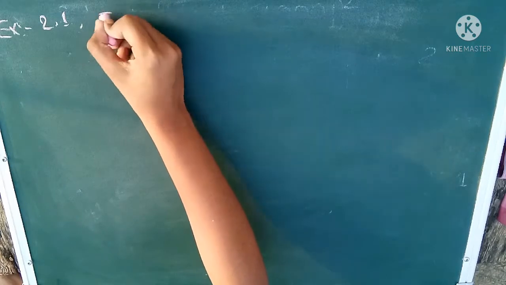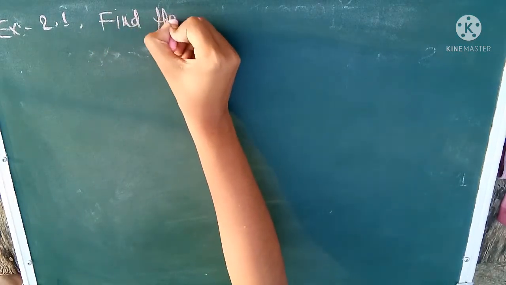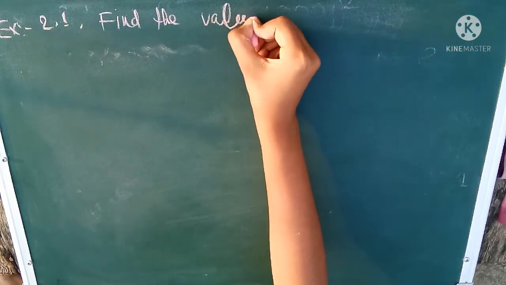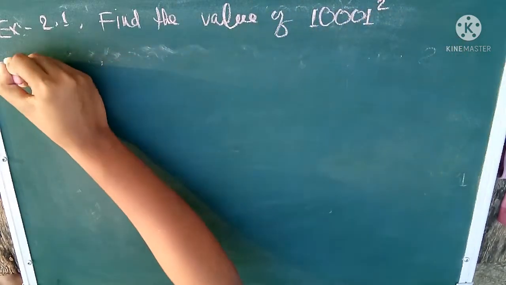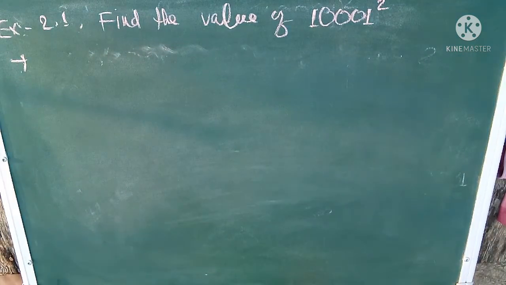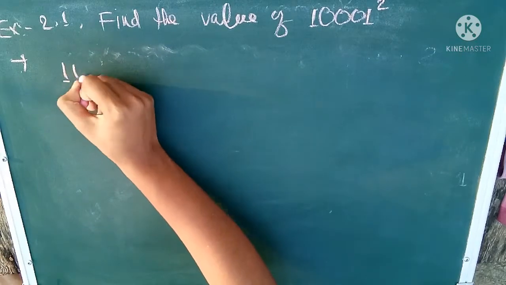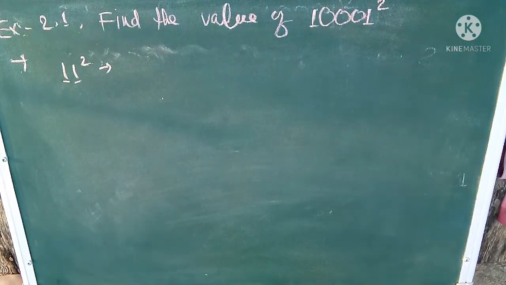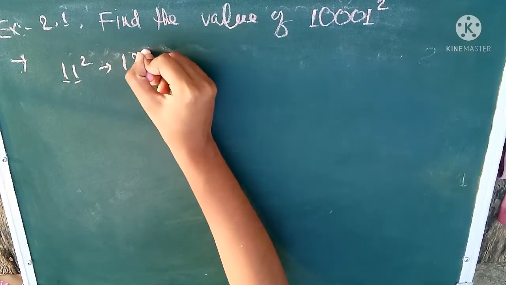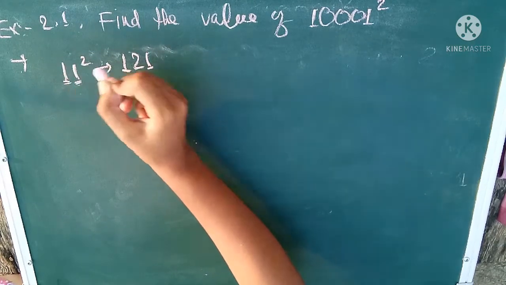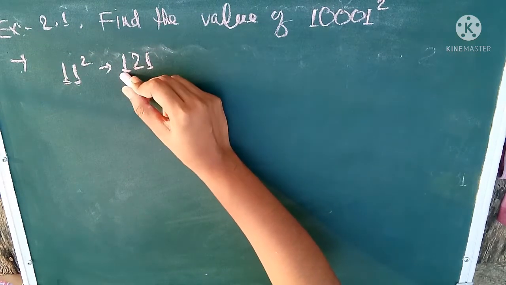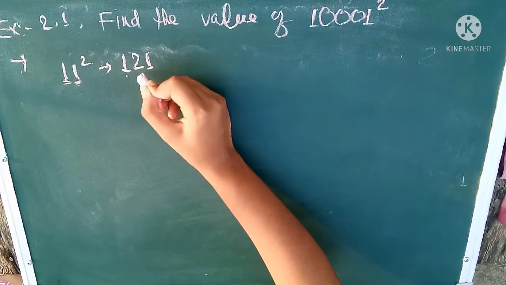It says that find the value of 1,000,001 square. So before we find the value, let us first understand some patterns. Suppose we have to find out the square of this number 11. So we all remember this result, which is 121. We can see that we have 2 ones in 11, and in the result also we have 2 ones and a number 2 in between.